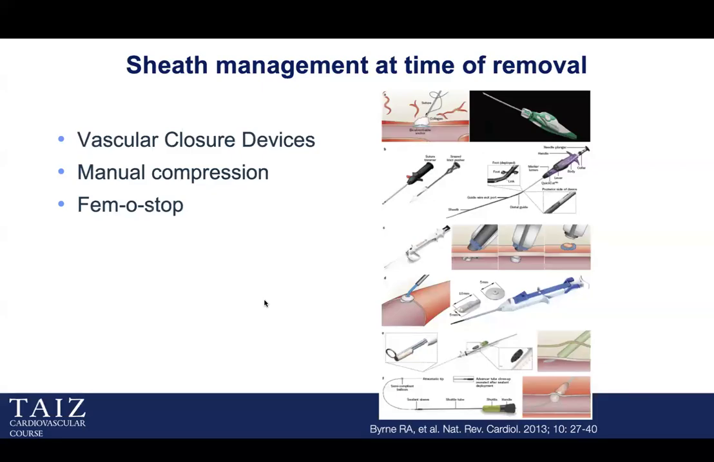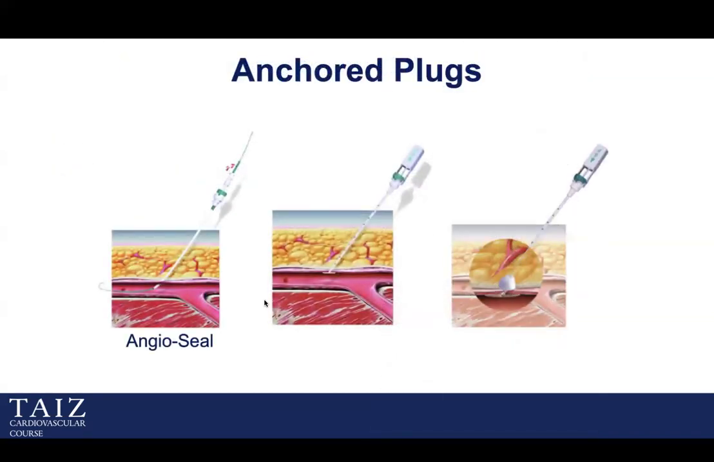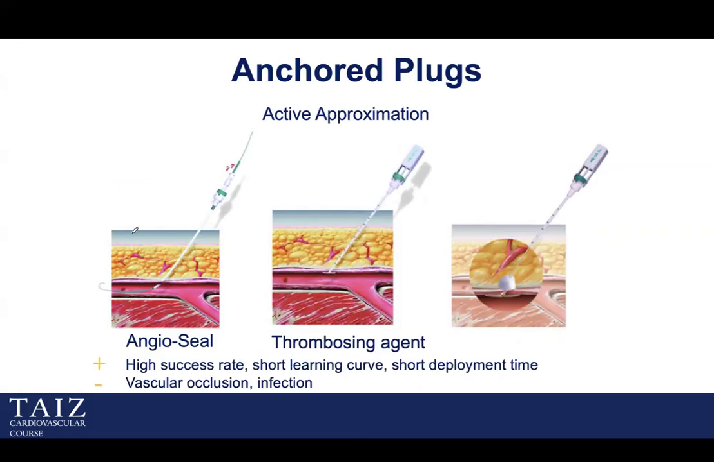Sheath management at the time of removal, oftentimes we use vascular closure devices. You can use compression or external compression devices such as the femstop. One of the closure devices that are widely used is called Angio-Seal. The Angio-Seal, you put it over a wire, and then it has a collagen agent that goes above the vessel and seals the arteriotomy. The good thing about Angio-Seal is it's very easy to learn. The problem with it is you cannot use it with big sheaths. You can only use it with 6, 7, or 8 French sheaths, but you cannot use it in larger arteriotomies than that.